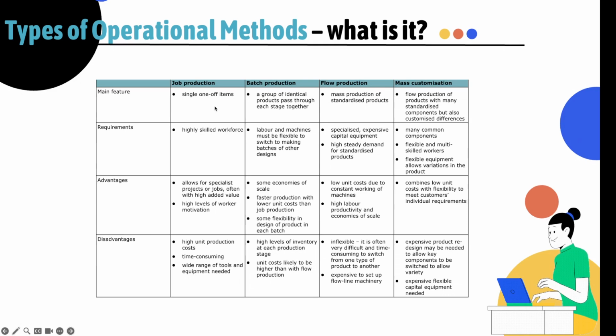So for job production, normally it is used to produce single one-off items, which means it's quite unique by itself. For this to happen, you need to have a highly skilled workforce, people who are very skilled in designing and creating something unique and different. Now, the advantage is it allows for specialist projects or jobs to be done with high added value, which means you could also price it very expensive, with a very high range of price for them.